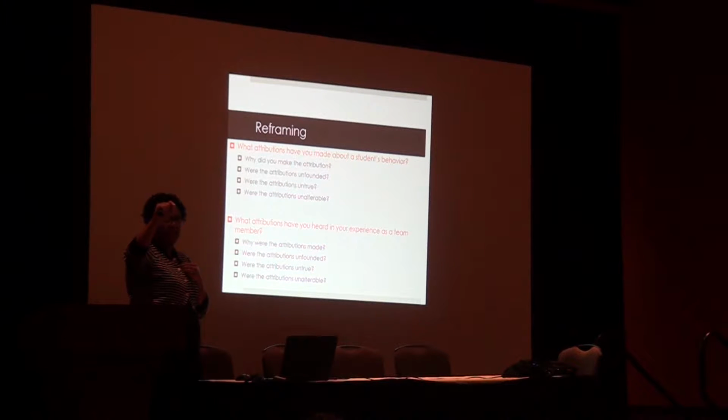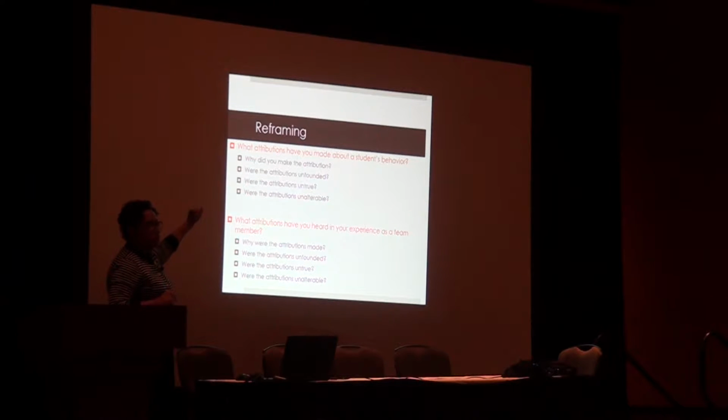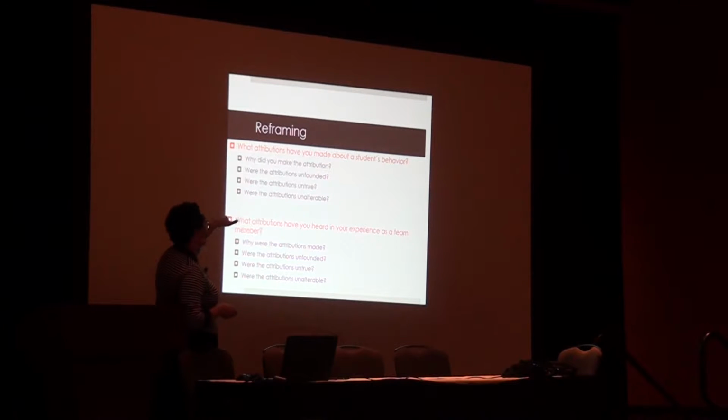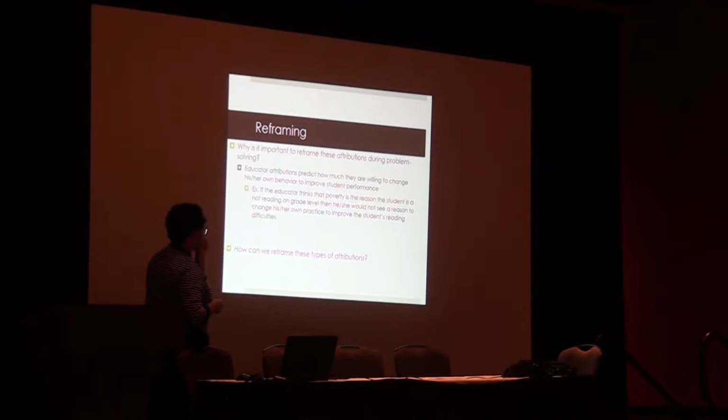Did I see another hand? So when we hear these things on a team, we might say, maybe that doesn't seem right. That sounds like it could be a problem. How could it be a problem if we're thinking that way? How could it be a problem if someone is thinking this way? Any of these unfounded, untrue, or unalterable attributions. How could that be a problem?